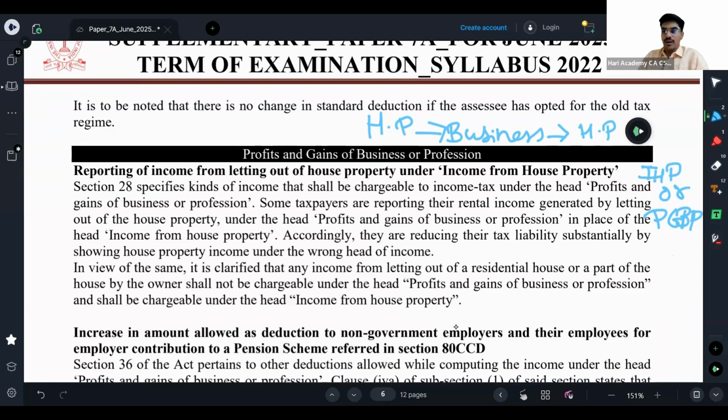What the government has now said is, nothing doing. Even though you are in the business of letting out house properties, it should be chargeable under the head income from house property and not under the head PGBP. So it is against the case of Chennai Properties and Investments.